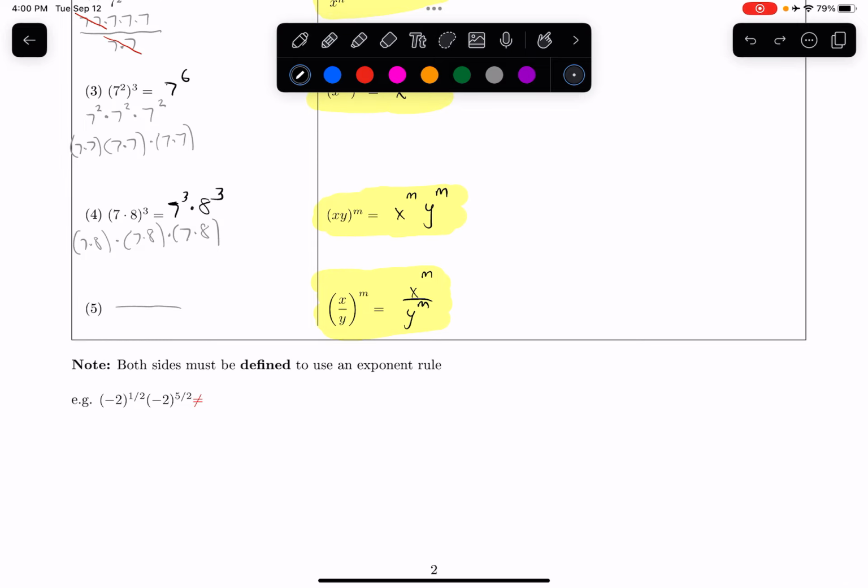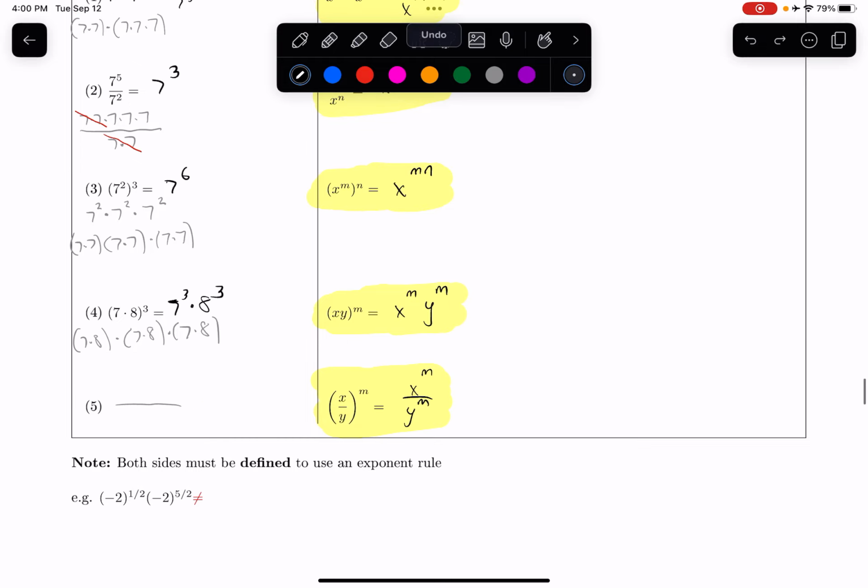Okay, so I want to note what I set up above. Both sides have to be defined if I'm going to use an exponent rule. So let's look at an example where this kind of breaks down. Let's say I had negative 2 to the 1/2 times negative 2 to the 5/2.